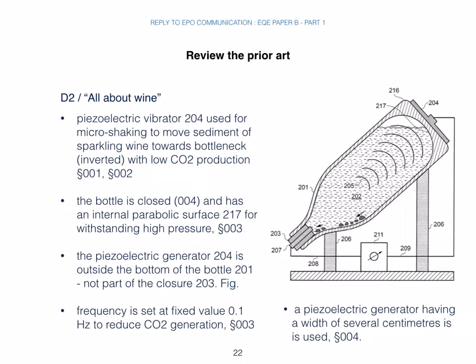The piezoelectric generator 204 is outside the bottom of the bottle 201, not part of the closure. You can see that from the figure. The frequency is set at a fixed value of 0.1 Hertz to reduce CO2 generation. This comes from paragraph 3. And paragraph 4 says that the piezoelectric vibrator has a width of several centimeters because sparkling wine bottles are heavy. So we can see that the 204 is several centimeters wide.